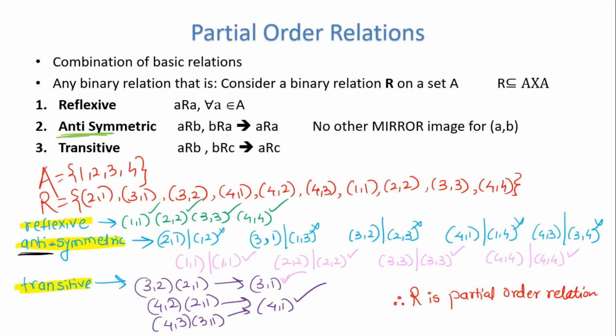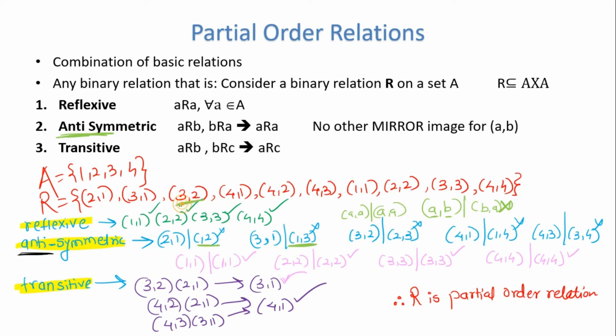For making this relation anti-symmetric, I should have only (A,A) as the mirror image for an (A,A) pair, that is (A,A) itself, but for the rest, that is for elements of type (A,B), where in the ordered pair the first and second elements are different, their mirror image (B,A) should not be present in my relation. So I am checking the same. For (2,1), I do not have its mirror image, that is (1,2), in the relation. For (3,1), I should not have (1,3), that is its mirror image, in the relation, and that is not present.